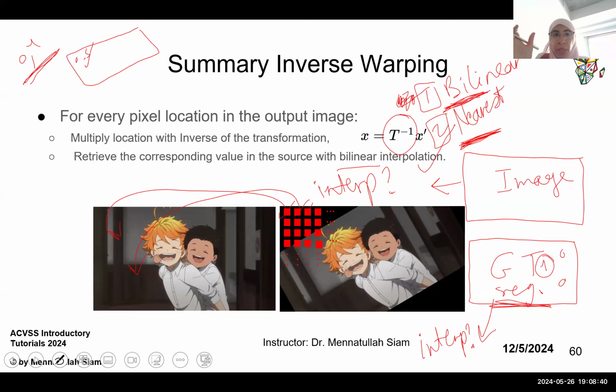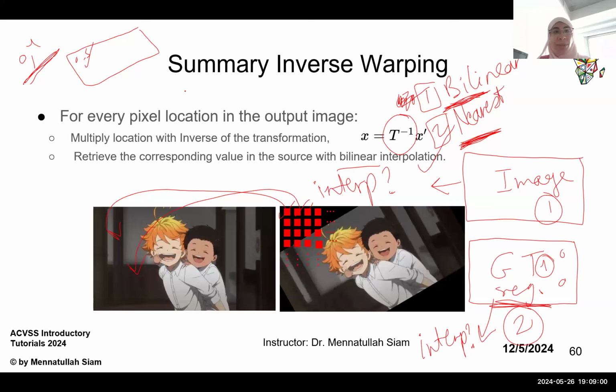So anyone has any issue with why here it's better to use the nearest, and here it's better to use the bilinear? Everything is good? Okay, cool. Thank you, Miriam.